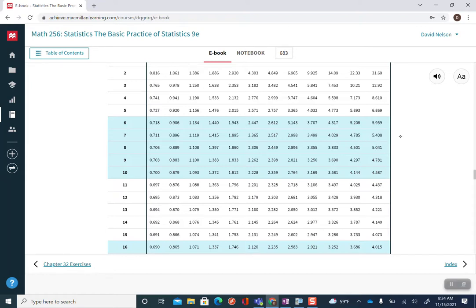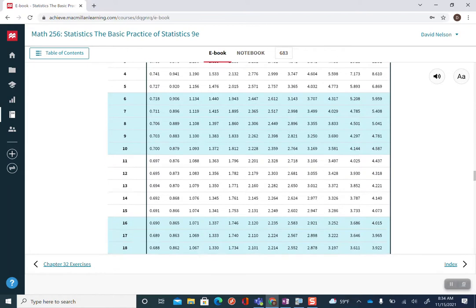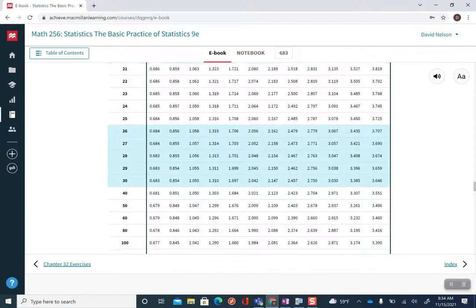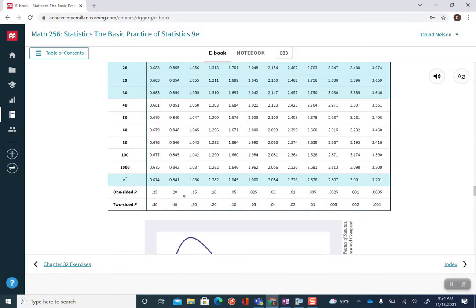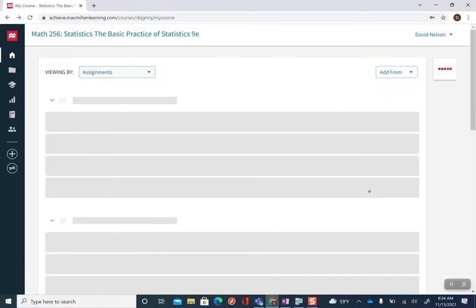So what I know is that as our t-score gets bigger, if you look down here at the bottom, the p-values keep getting smaller as you go across here. As you move across, the p-values are getting smaller.